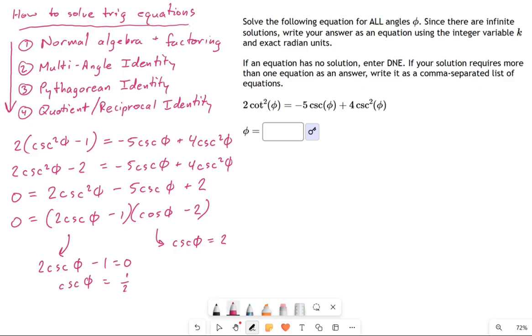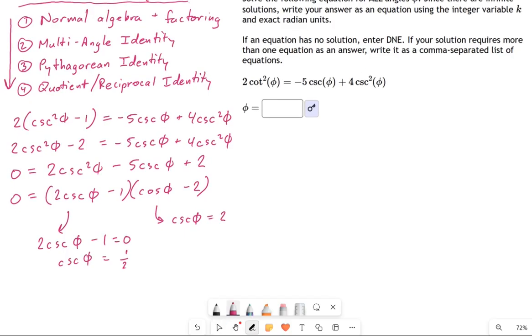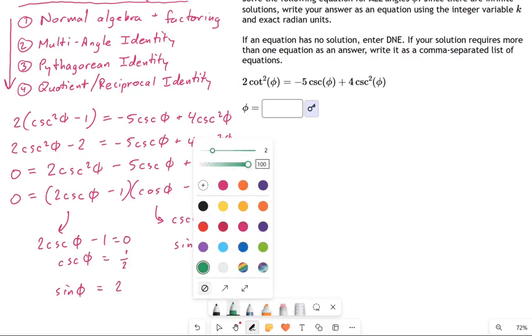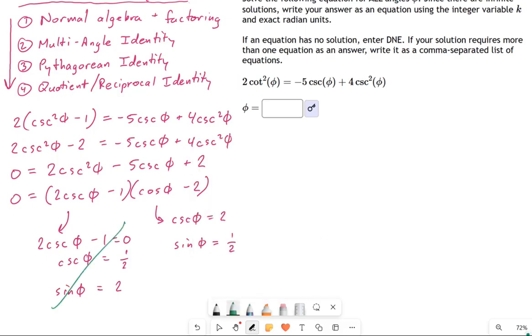Well, cosecants are fine and all, but I would actually like to move this a little bit towards sine functions. I'm more familiar with those on the unit circle. So this is going to say sine equals 2 and sine of phi equals 1/2. Now, one of these things does not exist on the unit circle, right? This guy right here over on the left, nope, that is a DNE, right? There is no angle where the sine of that angle equals 2. But sine of an angle equals 1/2, well, that's fine.